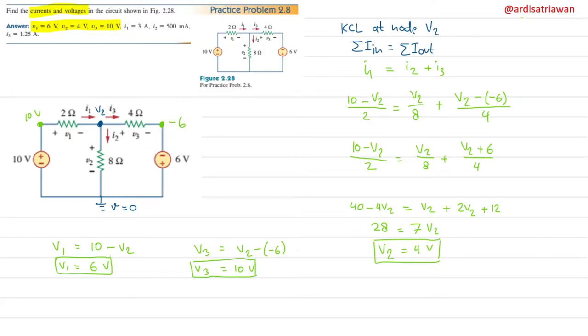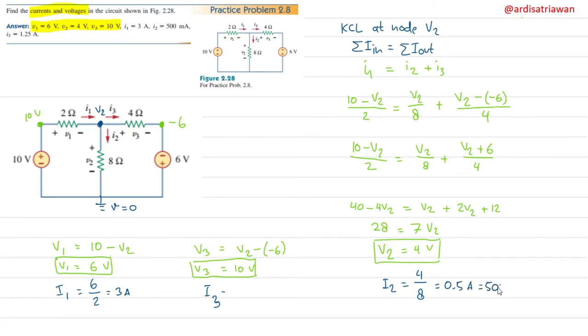And then for the current, let's see what the current is. I1 is just V1 divided by 2, right? So you'll have V1, 6, divided by the resistance, which is 2. So I1 is 3 ampere. I better write it here. So it is here, and this might be a better place for I3. So I2 is just V2 divided by 8, which is 4 divided by 8, which is 0.5 ampere.